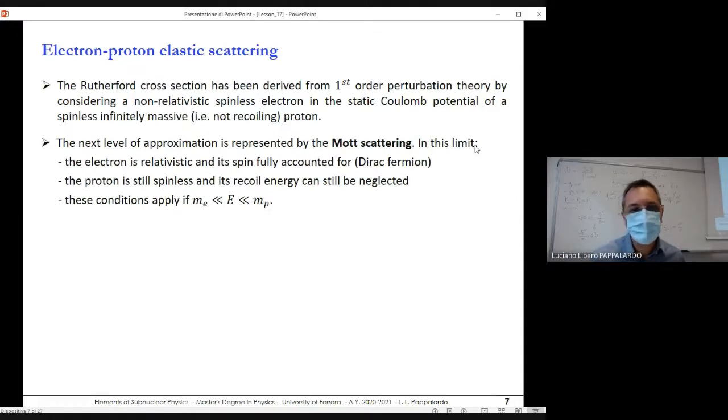Okay. In this limit, now the electron is relativistic, so we are increasing the energy of the beam, and so we have to take into account its spin. So in other words, we are now considering the electron as a Dirac particle. Okay, a solution of the Dirac equation. However, the proton is still considered spinless, and we can still neglect its recoil energy. So we are still in the approximation of infinite mass of the proton. And this condition applies where the energy of the electron is intermediate between the mass of the electron, so it is of course relativistic, but much smaller than the mass of the proton.